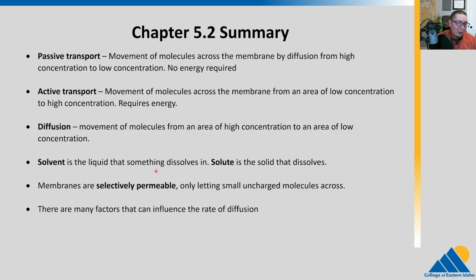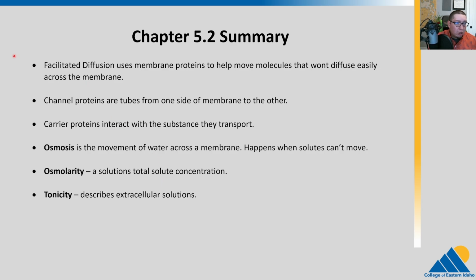We talked about diffusion and its definition. Solvents are liquids that can dissolve something. The solute is the thing that dissolves there. And we talked about selectively permeable membranes and the factors that influence diffusion. We looked at some facilitated diffusion, integral proteins that can help move things by diffusion. Then we talked about the movement of water across a membrane, that is osmosis. We talked about osmolarity, the solute concentration in solutions, and tonicity, and how that impacts the cell. Okay, we'll move into active transport next.